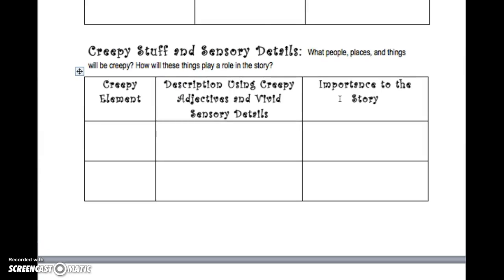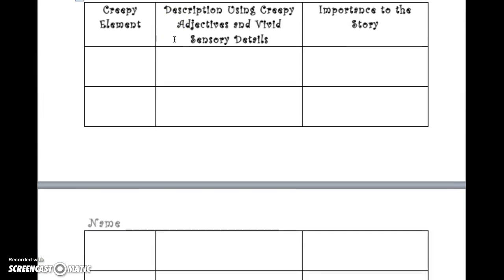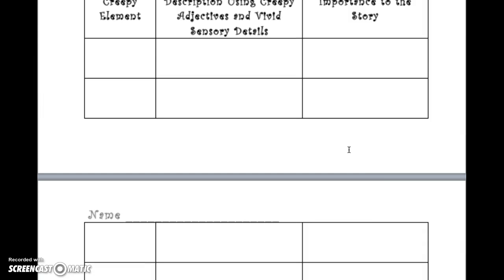Then you have your creepy stuff and sensory details. You're telling me what people, places, and things will be creepy. And how will these things play a role in the story? This is where you're really going to bring in those vivid adjectives and sensory details that we talked about on Tuesday. So you're going to hit me with the really creepy things that you see and smell and taste and touch and feel and why they're important to the plot of the story. Making sure your story has a solid beginning, middle, and end.